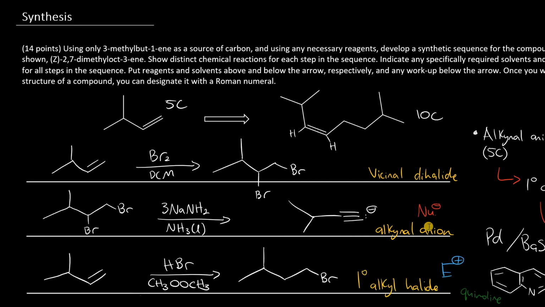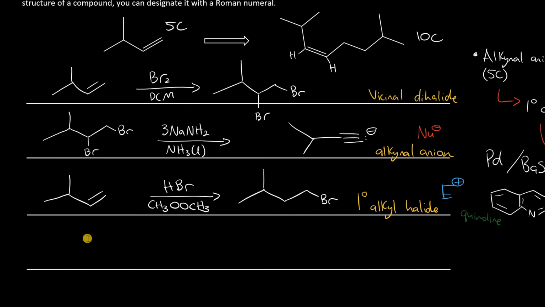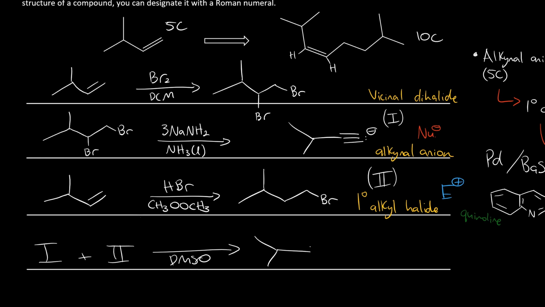So I have my nucleophile, I've formed my electrophile. Let's mix them together in an aprotic solvent. So I'll call the nucleophile compound 1 and the electrophile compound 2. And the aprotic solvent here can be an ether, but let's use something different like DMSO. And this should be the product of that reaction.